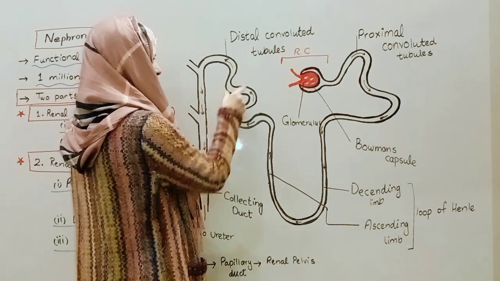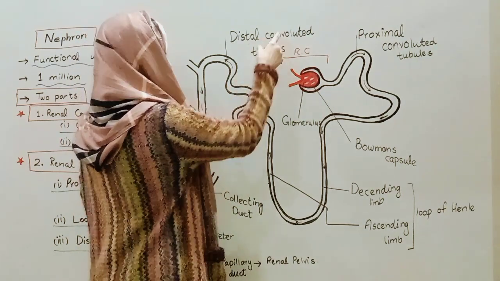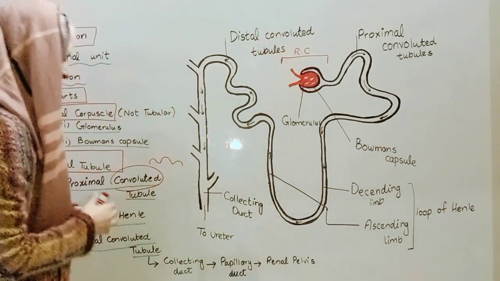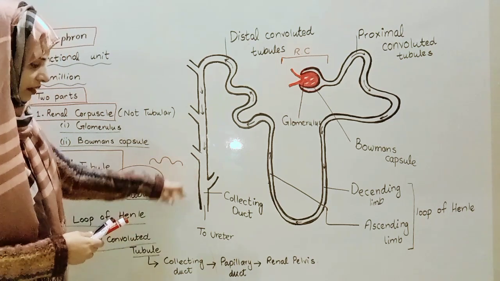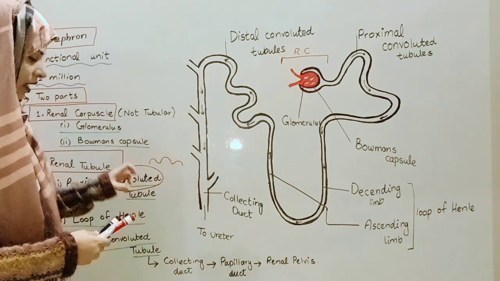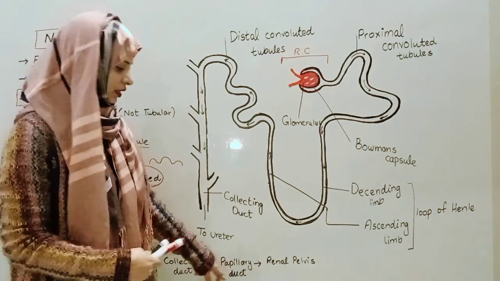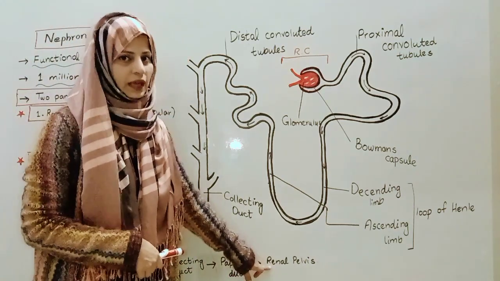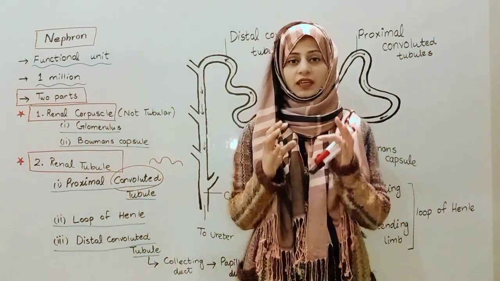And this is the distal convoluted tubule which just drains into the collecting duct. You can see this is the collecting duct. These collecting ducts join and make a papillary duct which drains urine in the renal pelvis. It's all about the structure of nephron.